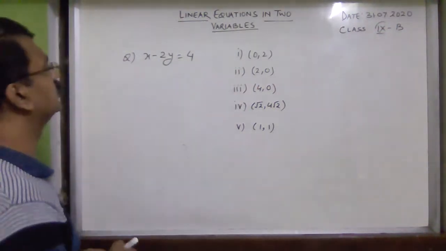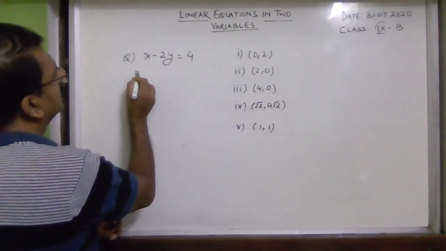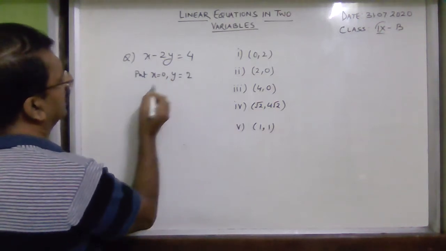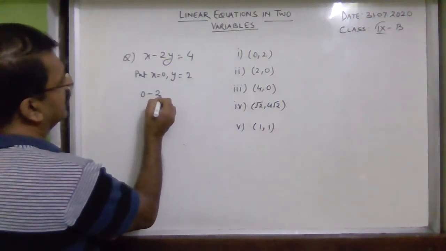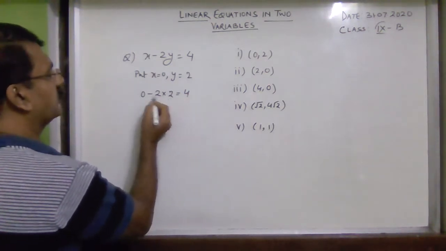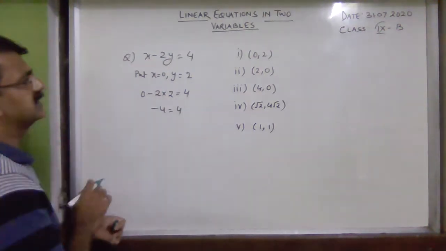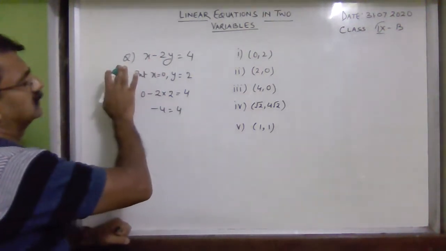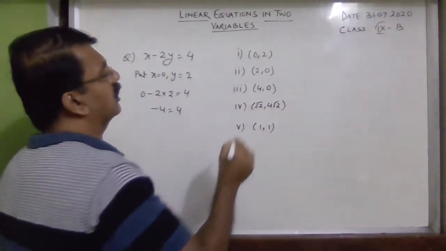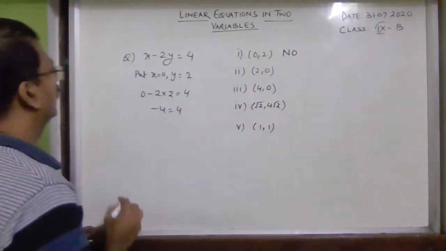So what we do, you can see, put x is 0, y is 2. So 0 minus 2 into 2 is equal to 4. 2 into 2 is 4. 0 minus 4 is equal to 4, which is wrong. That means 0, 2 does not lie on this line, so it is not the solution. The answer is no.